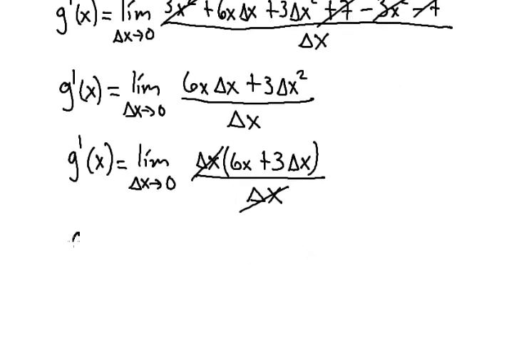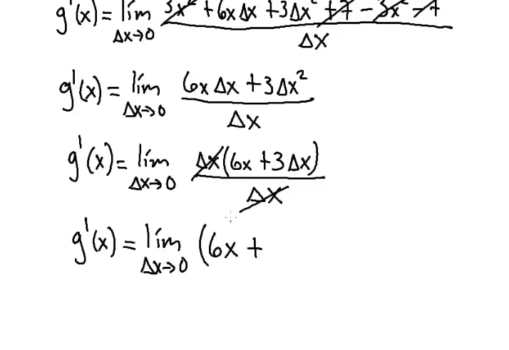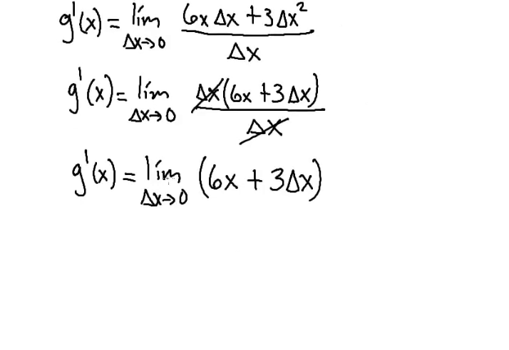That will leave me with g prime x equals limit as delta x approaches 0 of, I'm going to copy this inside parentheses. Why? Because the limit is affecting both of them. If I don't put parentheses, it's going to look like it only affects 6x, and that's not the case. It affects both of them. So I need to use parentheses to explain that. Once I have this, I'm going to substitute the delta x with 0. That's when you apply the limit.